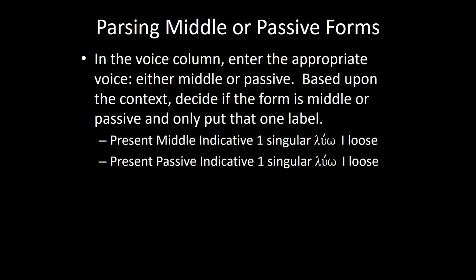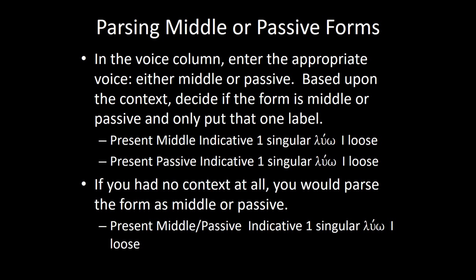How are we going to parse these forms? In the voice column, where you put active or middle or passive, what you're going to do is you're going to decide from context, is this verb middle or is this verb passive? And that's the answer you're going to put. So if it's middle, you'll say present middle indicative. If it's passive, you'll say present passive indicative. Why don't you put both? Well, because in context, we know which one it is. And so you parse it just like you translated it.